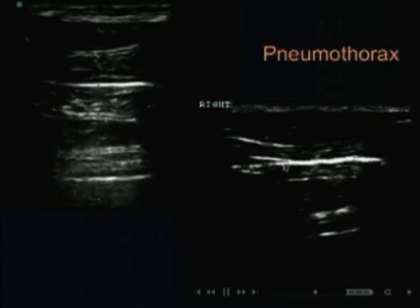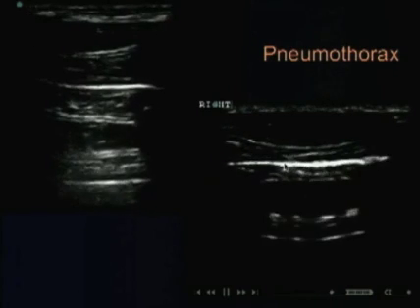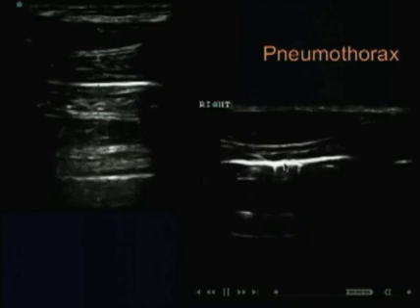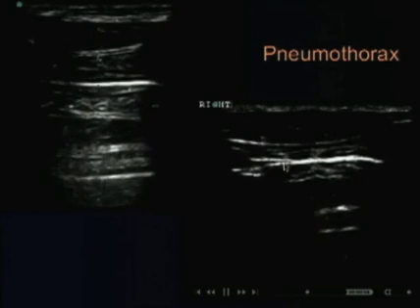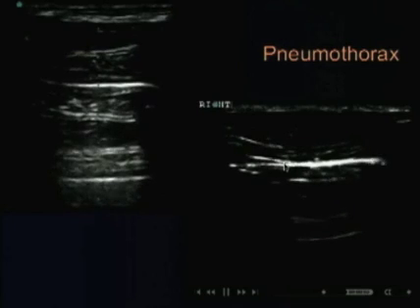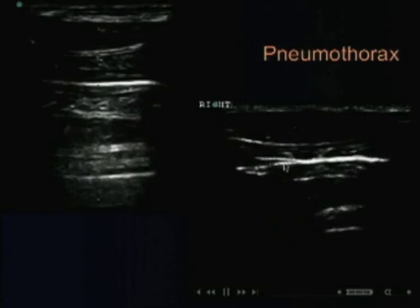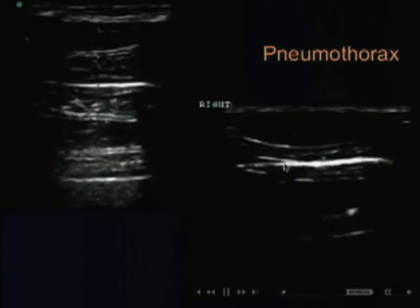Obviously, if this is identified, then it's possible to get a sense of the extent of the pneumothorax by following this around on the chest and finding out roughly how much of the chest is in the condition of pneumothorax and how much of it is with expanded lung.